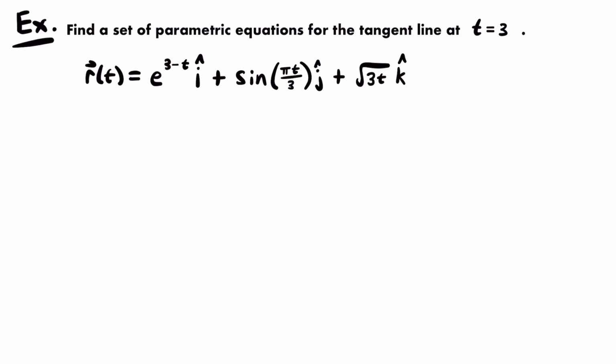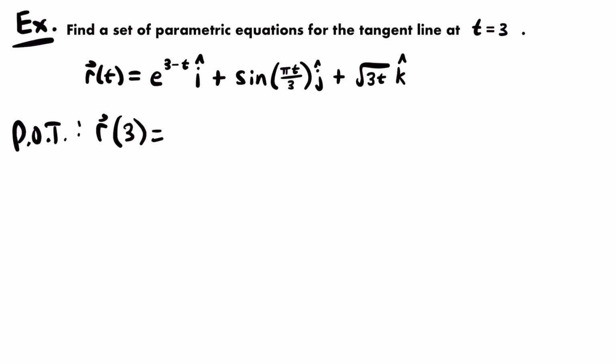Okay, so once again, we need to find two things. We need to find the point of tangency and the tangent vector for this value of t on this vector function. And so let's start with the point of tangency. To find the point of tangency, we want to evaluate r of t at 3.